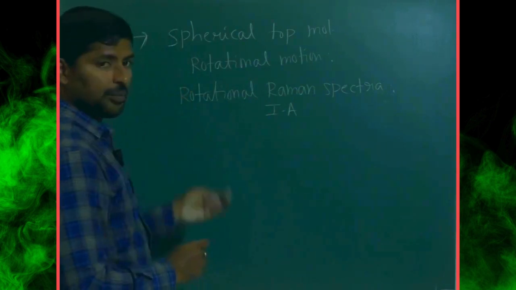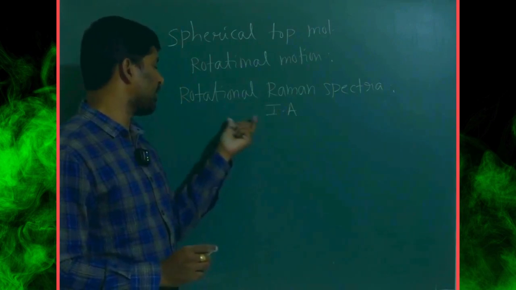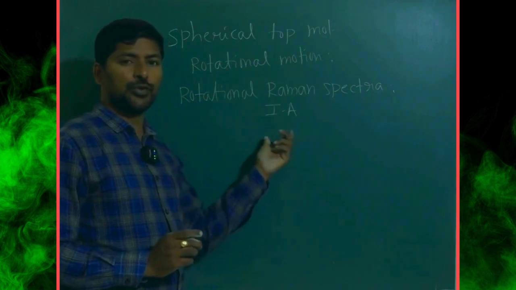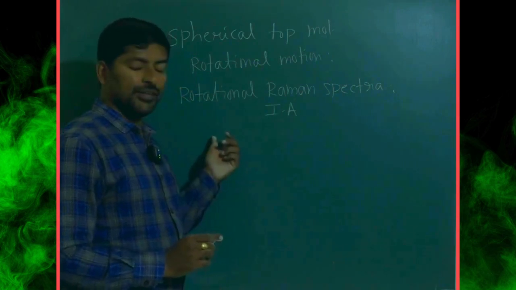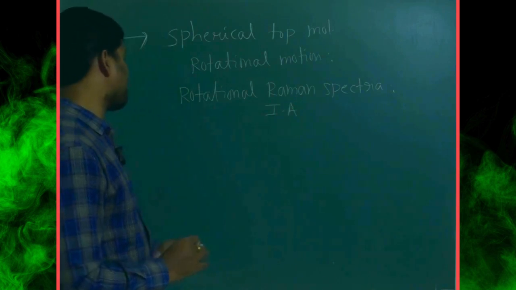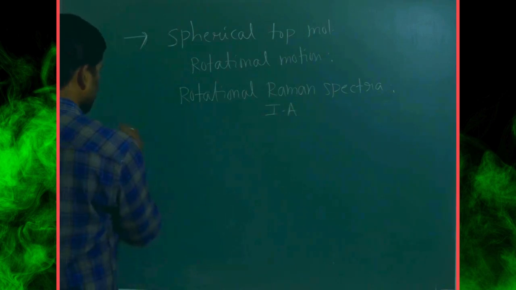Which molecules are examples of rotational Raman inactive? Spherical top molecules, like those belonging to the tetrahedral point group and octahedral point group: CH4, CCl4, SF4, SF6, UF6, etc. Okay. Next one.